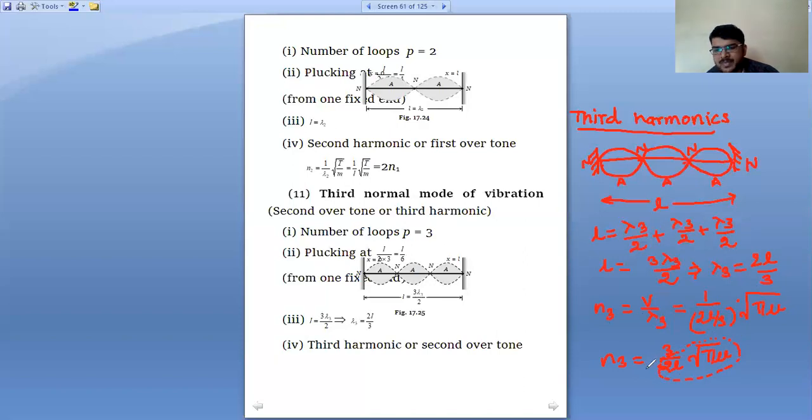What is this? It is N1, so therefore N3 will become 3N1. That's why, see here, the N3 frequency is a multiple of 3. That's why we are calling it the third harmonic. Understood? Yes? Okay. Next one.